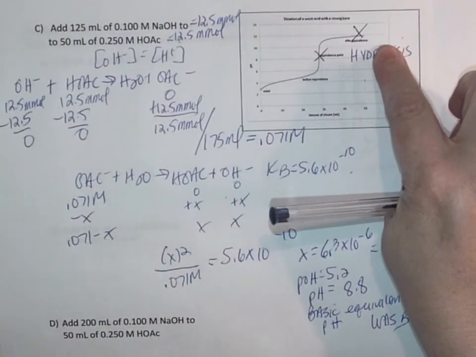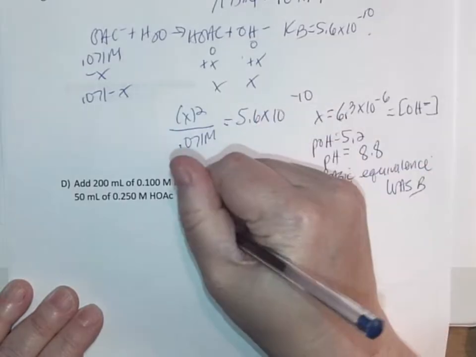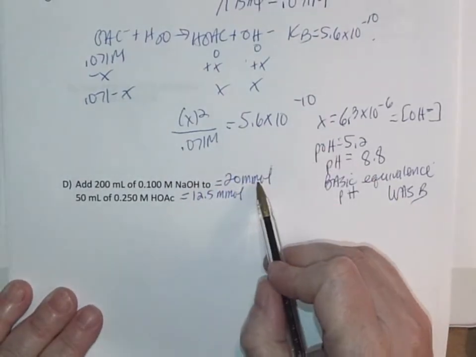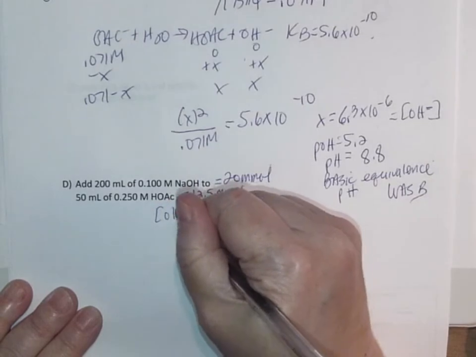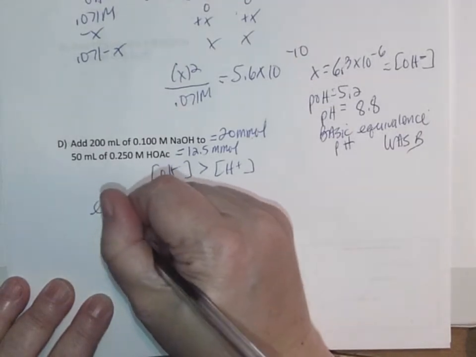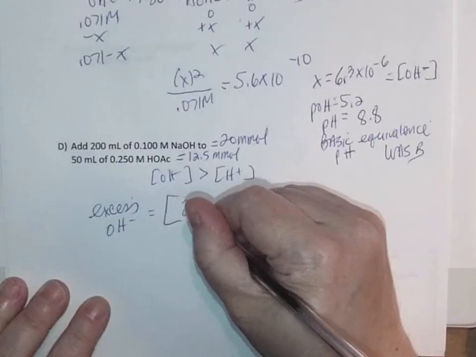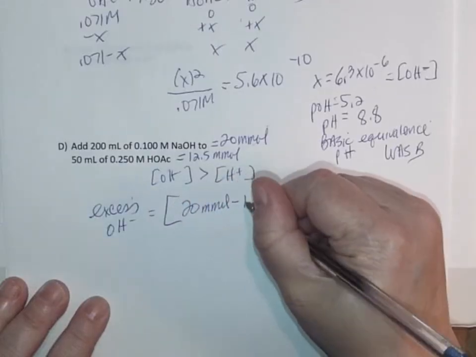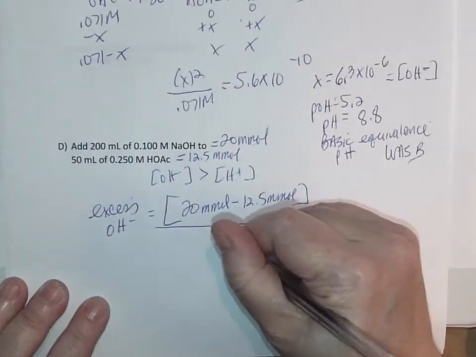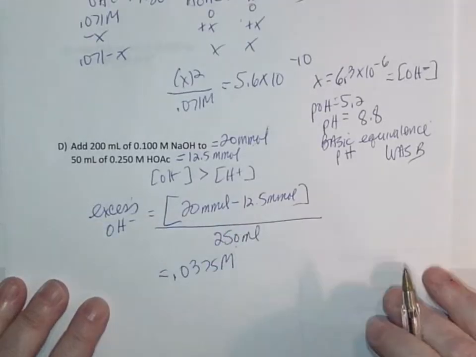The last one I'm going to do is this excess amount of base. So when I do this, I have 20 millimoles of this, and I have 12.5 millimoles of this. So clearly I have more base than I have the acid. So I know that I'm going to have a basic pH. So we say that there's an excess of hydroxide, because I have way more than that. So 20 millimoles minus 12.5 millimoles, it's going to neutralize as much as it can, divided by the 250 milliliters, and I get 0.0375 molarity.